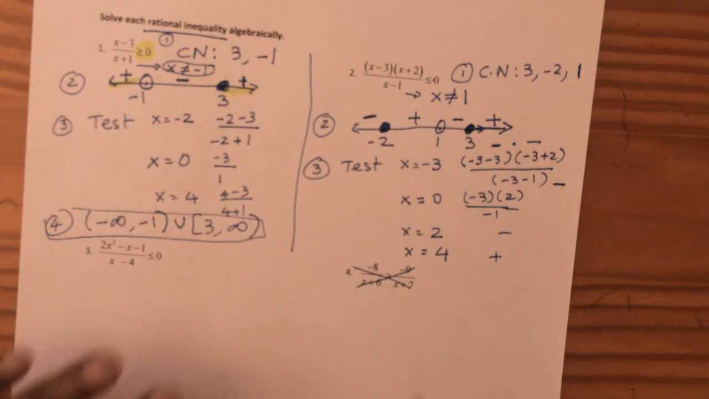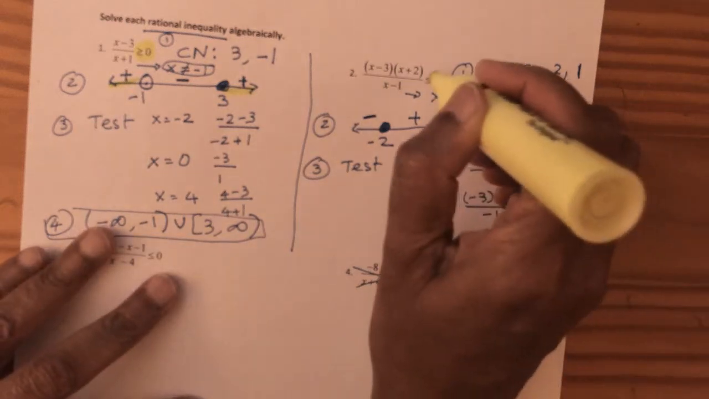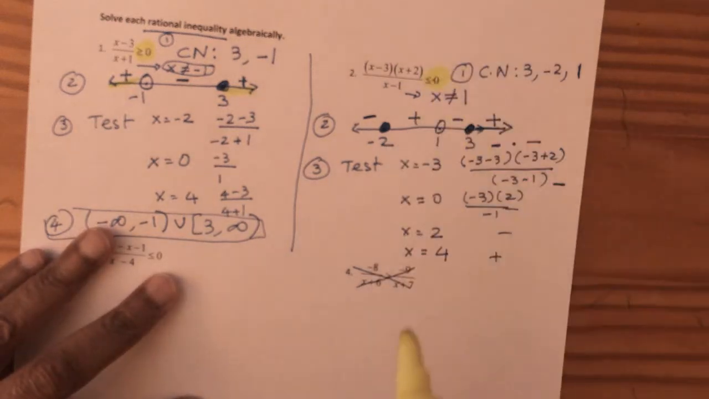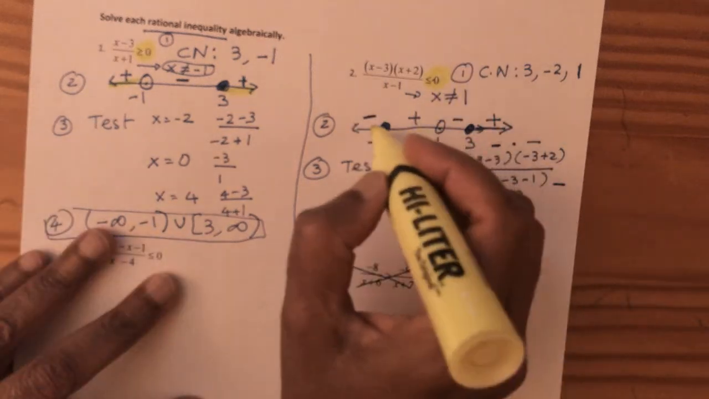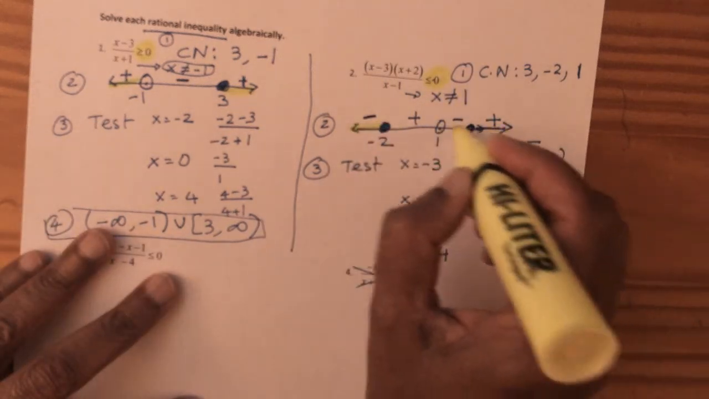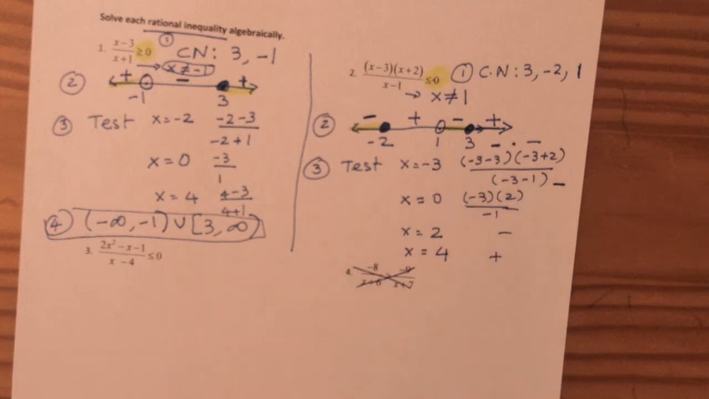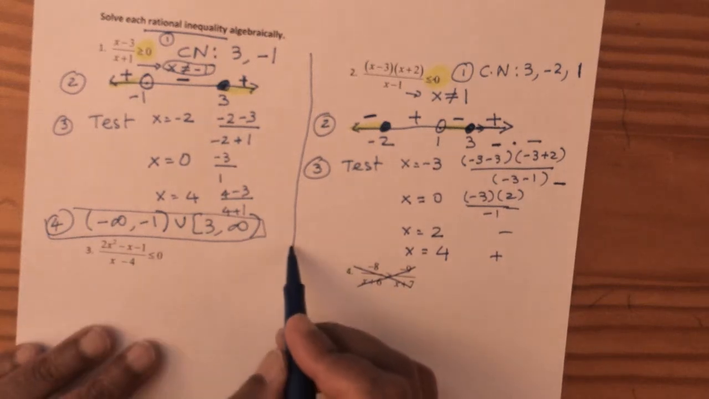So what will be my solution? It says less than equal to 0. That means you want negative values. So where are my negative values? Here and here. Right? How do you write that in interval notation?